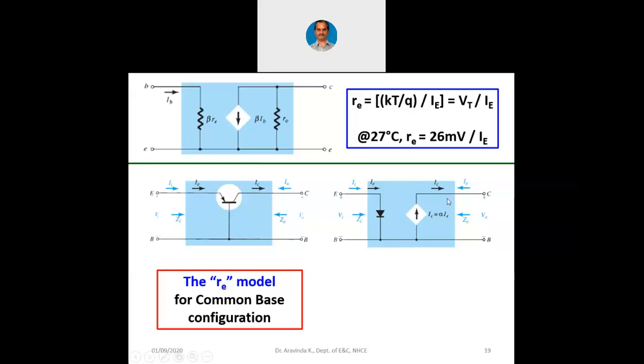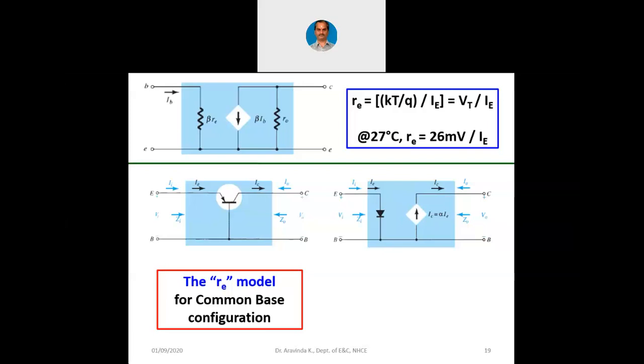Converse to the common emitter configuration, here current is in the other direction, which means there is no 180-degree phase shift. In common emitter configuration, there is a 180-degree phase shift between output and input. Whereas in common base configuration, there will not be any 180-degree phase shift.